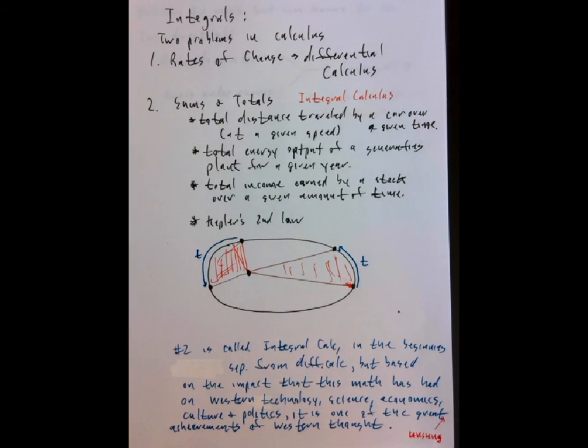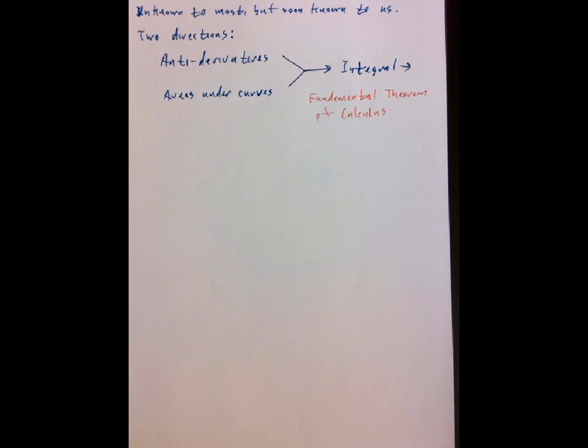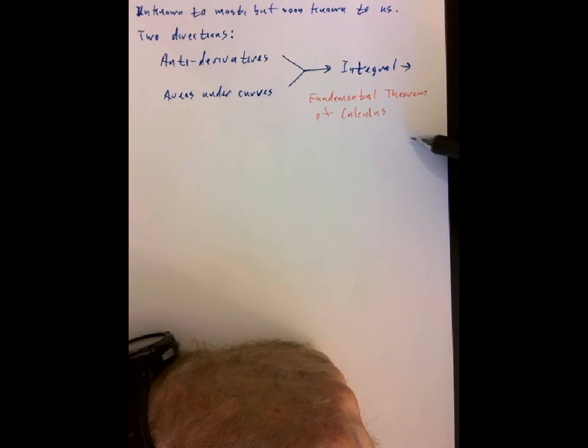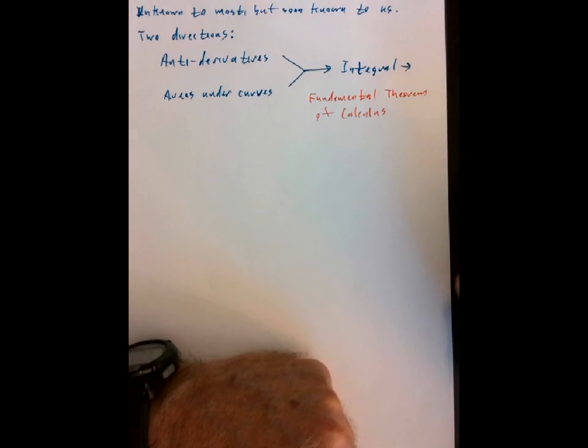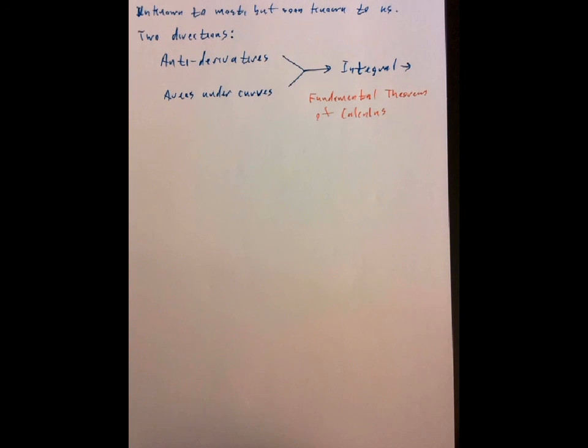Okay, it's one of the great unsung achievements of Western science. Unsung to most people, but it's soon going to be known to us. Okay? And what we're going to get at, this achievement, what I'm talking about, this grand synthesis, it's called the fundamental theorem of calculus. And we're going to go at it actually from two directions.